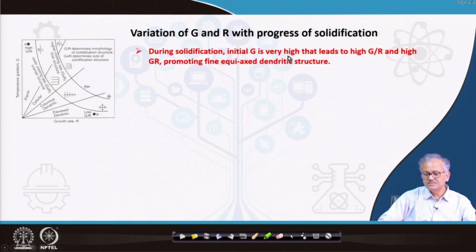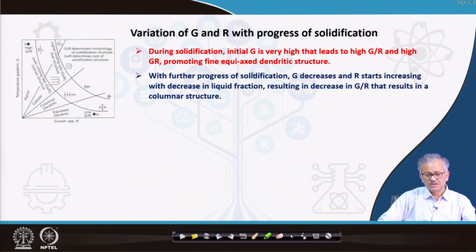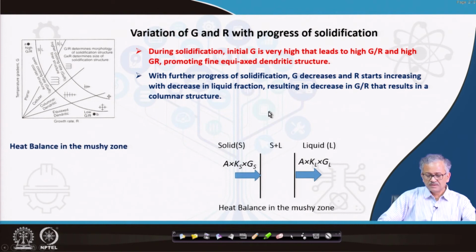So during solidification, the initial G is very high, which leads to very high G by R and high GR, basically promoting a fine equiaxed dendritic structure, because here the nucleation sites become very large. And since the solidification rate is very fast, small nuclei grow to a smaller extent, so you get a lot of fine equiaxed structure. With further progress of solidification, G decreases because the liquid temperature decreases and the mold surface temperature increases, and R starts increasing with the decrease in liquid fraction. As the liquid fraction decreases, R increases. I will show you from a heat balance, resulting in a decrease in G by R, which results in a columnar structure. So this is the heat balance.